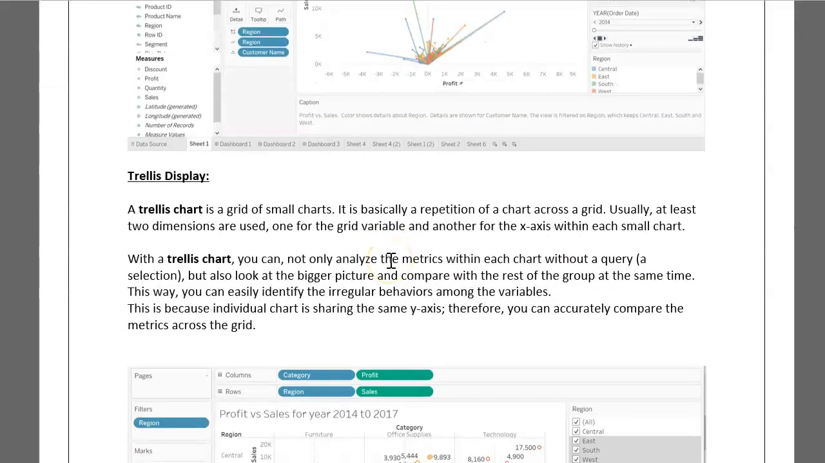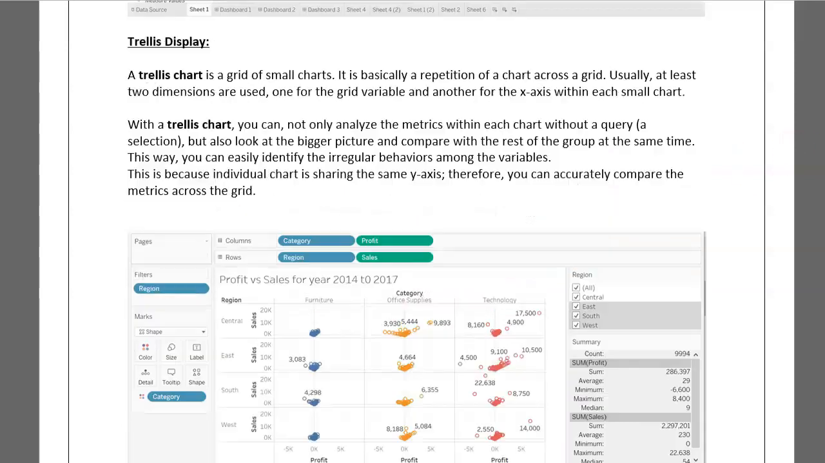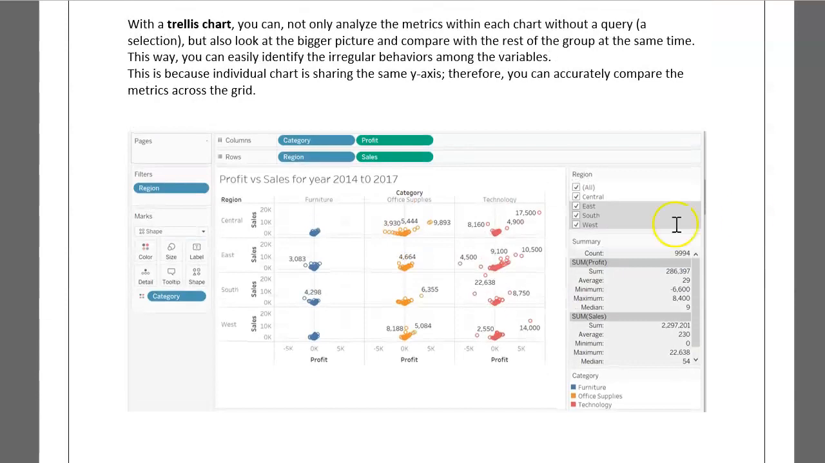And the next one is the trellis display. The trellis display chart is a small chart which is cut down into different categories. We have the categories here: furniture, office supplies, and technology. So we are cutting down by the four regions as independent variables: central, east, west, and south. We are cutting based upon the categories to get individual squares, so we can analyze how much percentage is going on what.